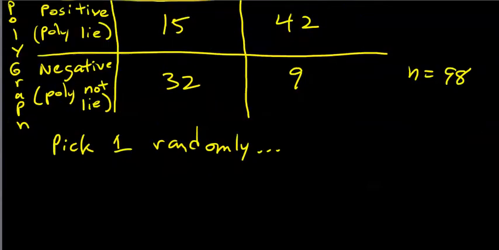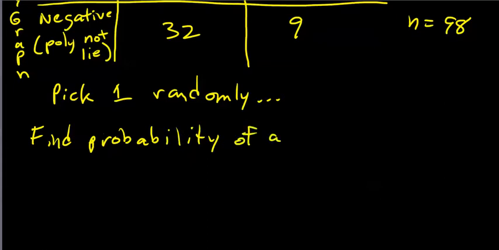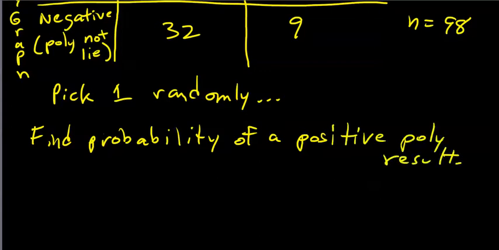And I'll ask you this: find the probability of a positive polygraph result. In other words, find the probability that the polygraph said there was a lie. I will summarize it like this, symbolize it like this: the probability of the polygraph machine saying there was a lie.